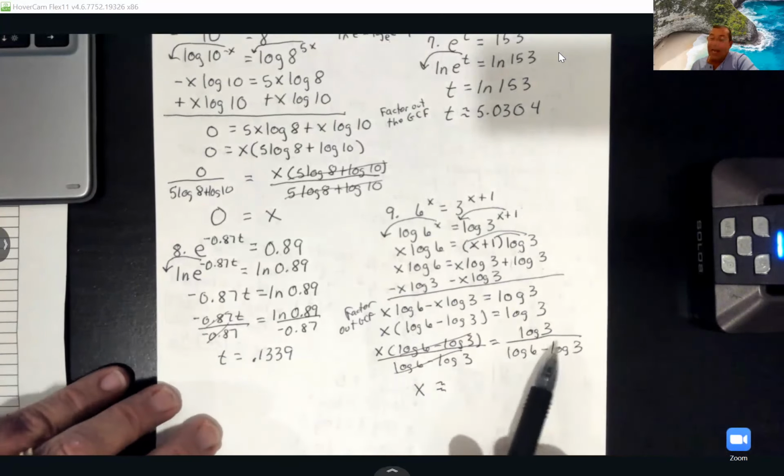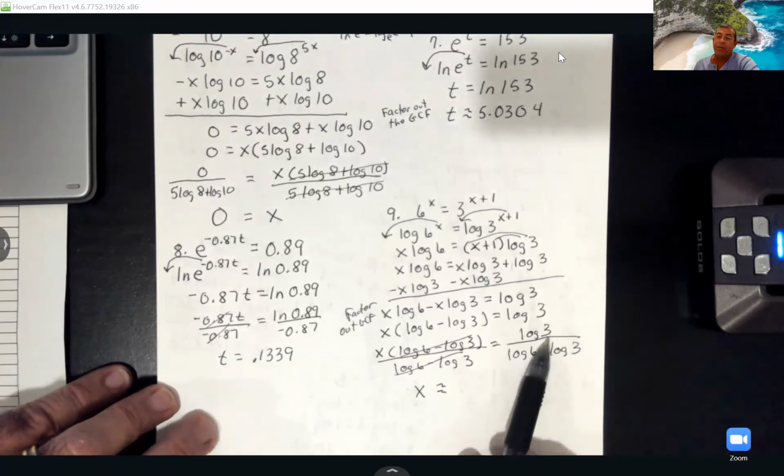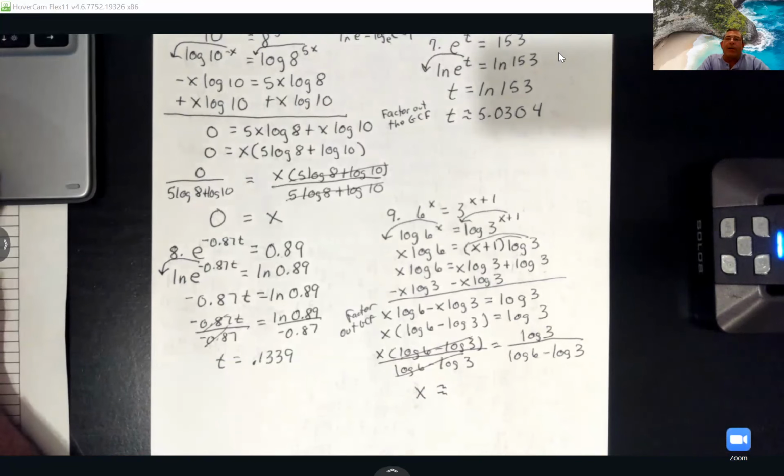Now on this one, I would probably use the y equals on my calculator for sure and make this look like a fraction. So y'all let me show you how I would do that one on my calculator.